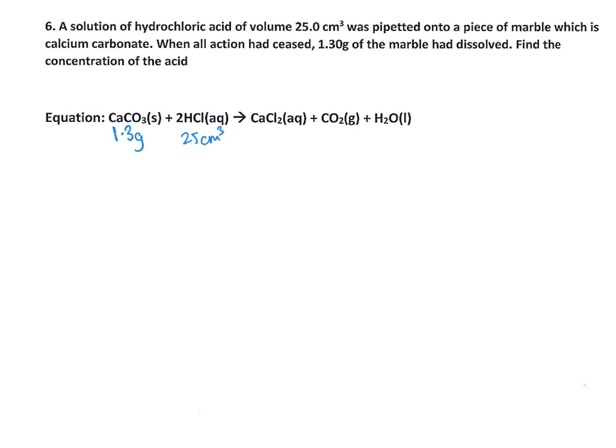Neither appears initially to have enough information to work out the moles until you look a little bit more carefully. You've got a mass and you've got a formula, so there's nothing to stop you working out the moles of calcium carbonate by using mass over MR. We know the mass is 1.3 and we can work out the MR.